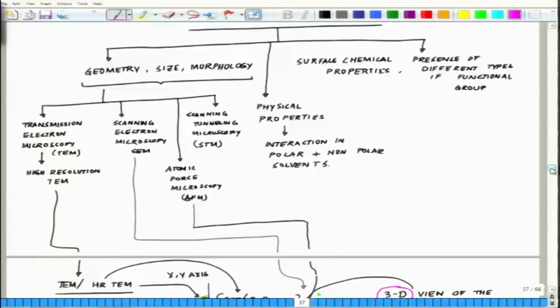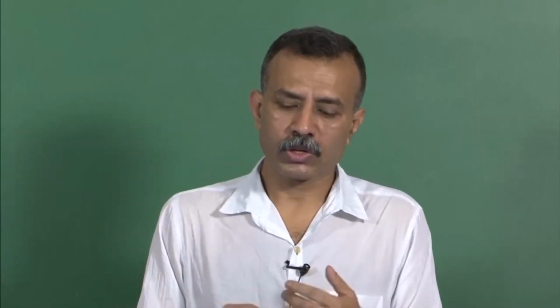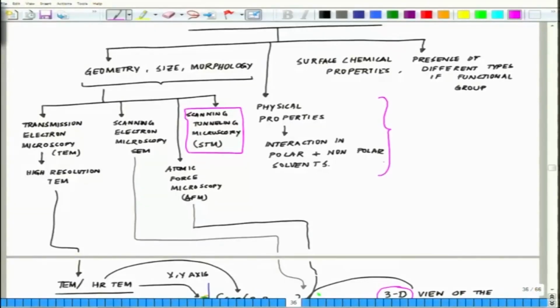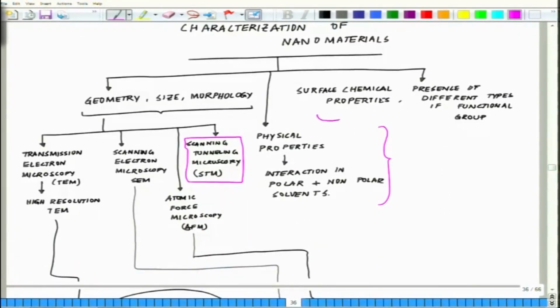Okay. So, these are the three basic techniques, and the fourth one in the line is scanning tunneling microscopy, which I'll leave for you guys to explore, which is in the same line as atomic force. If you look through scanning tunneling, you will be able to figure out what scanning tunneling microscopy is all about. I'll leave it for you guys as an assignment, and from here we will move on to the physical properties, the techniques to understand the physical properties, and the surface chemical properties and presence of different functional groups.